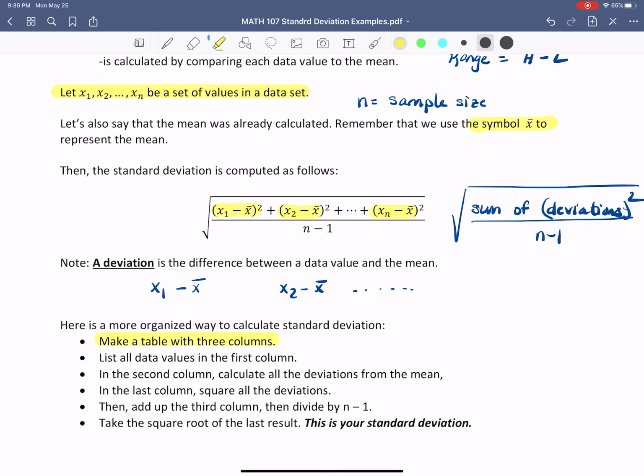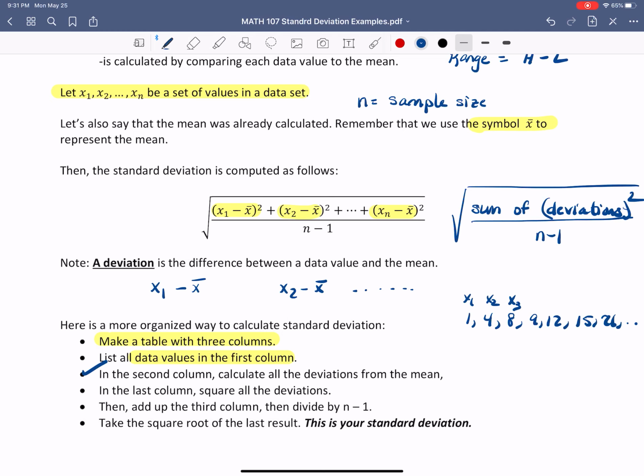So the first thing we're going to do is make a table with 3 columns, where the first column has our data values. So you might be given a bunch of data that looks like this. Okay, so this is my x1, this is my x2, this is my x3, and so on. We're going to put them in a column so that we can more clearly organize this data. Then in the second column, we're going to find the corresponding deviation, which just means subtract the mean from it. So we're going to have to find the mean. Okay, in the last column, all we're going to do is take whatever's in the second column and square it.